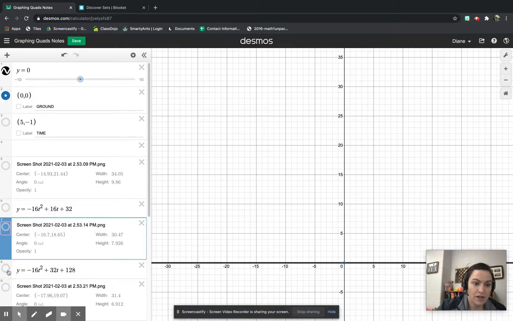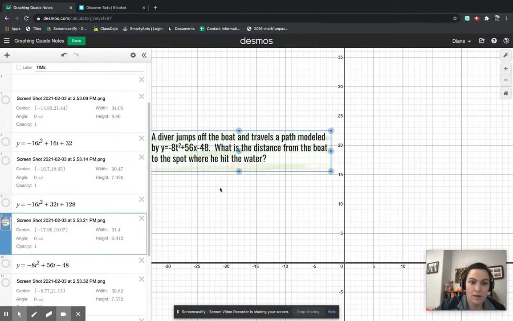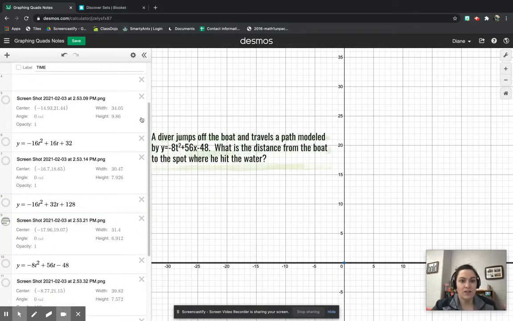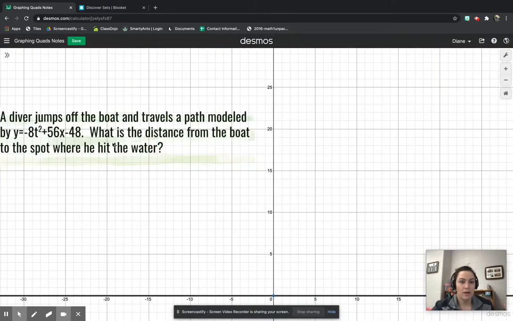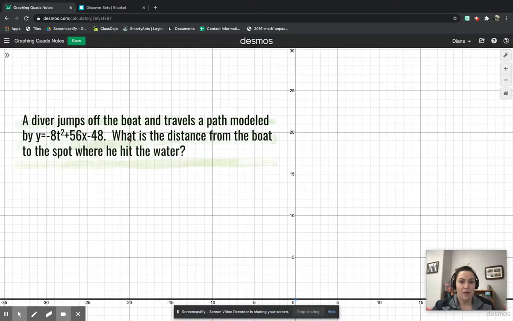All right, let's check out the next one. A diver jumps off a boat and travels the path modeled by y equals negative 8t squared plus 56x minus 48. What is the distance from the boat to the spot where he hit the water? So we're talking about distance. How far? What's the distance from the boat to where he hit the water?